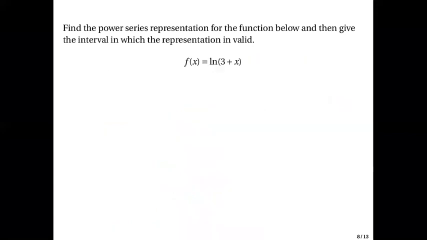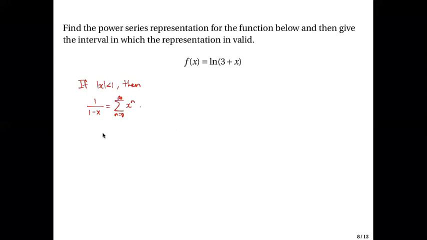For our next problem, this time we want the representation for f of x equals ln of 3 plus x. So now, how are we going to do this? Again, if absolute value of x is less than 1, then we have 1 over 1 minus x equals the series x to the n, running from 0 to plus infinity.